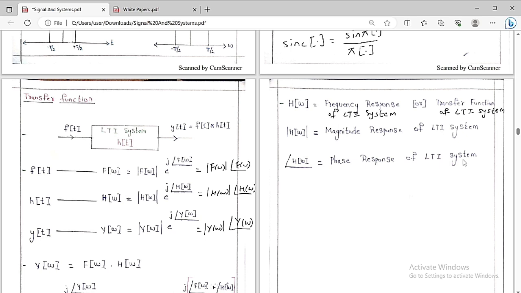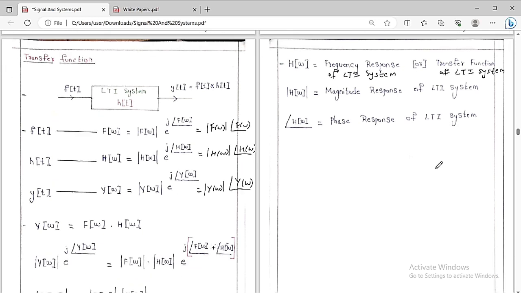Therefore, H of omega is called the frequency response or transfer function of the LTI system, the magnitude of H of omega is called the magnitude response, and the phase angle of H of omega is called the phase response of the LTI system. So we can say y of t is equal to f of t convolved with h of t, so Y of omega is equal to F of omega into H of omega.